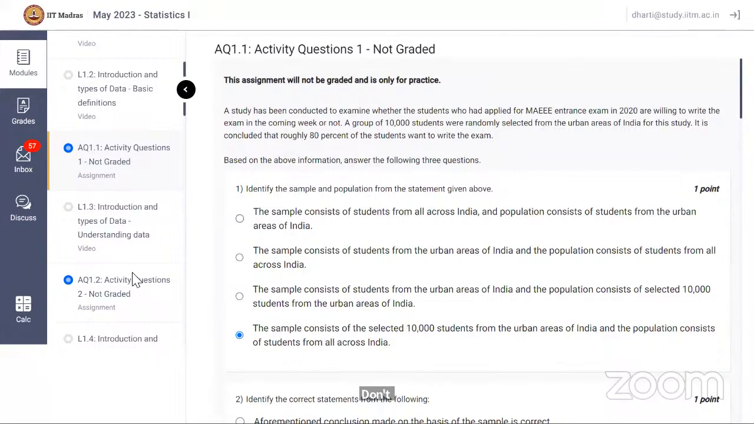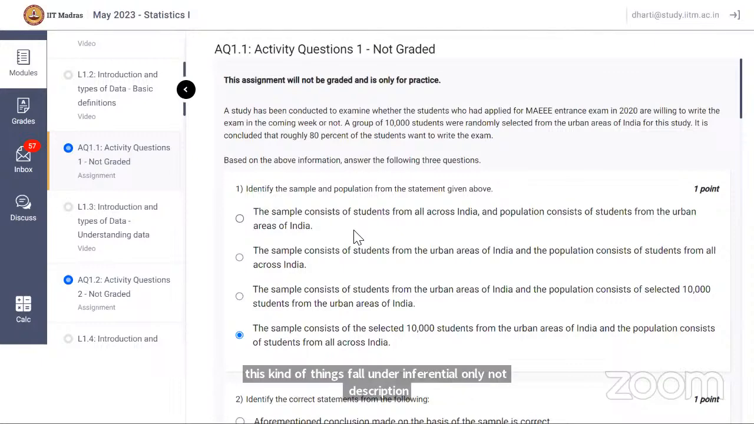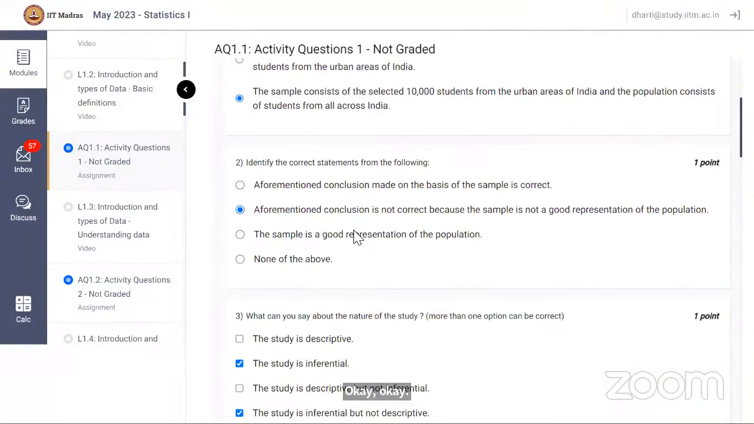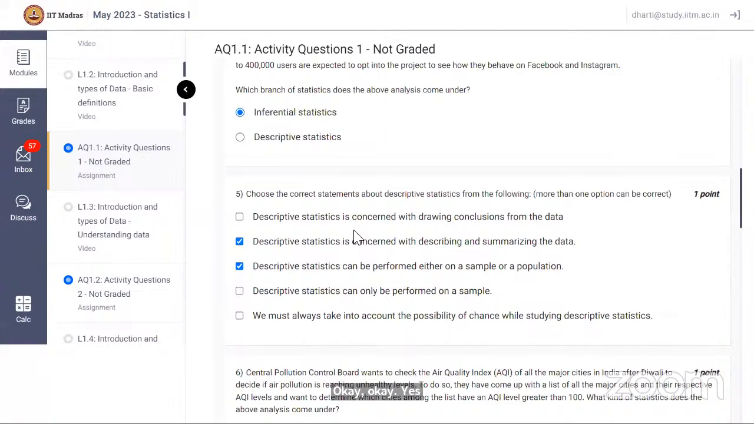So whenever you are talking about the conclusion, it's not always description. They have concluded about the whole population, taking the study of 10,000 students. So this kind of thing falls under inferential only, not descriptive. Okay. Are you getting my point? Yes.